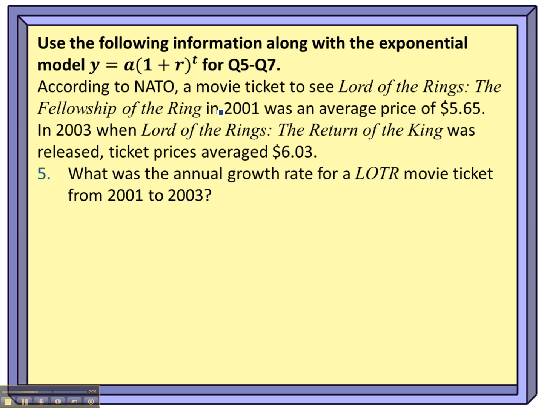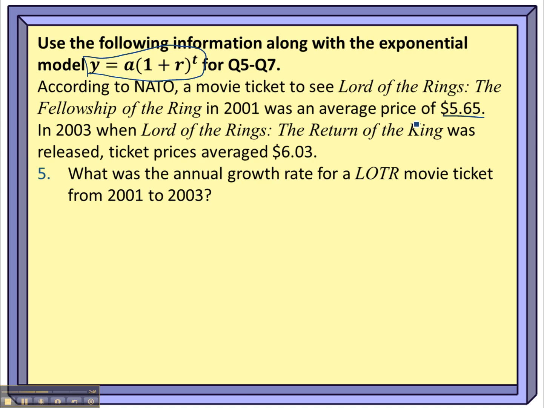Okay, on the next few questions, we're going to use this exponential growth model, and we're going to write ourselves an equation based on the Lord of the Rings, Fellowship of the Ring ticket price in 2001. Average price for a ticket was $5.65. In 2003, that's 2 years later, average price rose to $6.03. That's when the last movie, Return of the King, came out. So we want to know what is the annual growth rate for one of these Lord of the Rings movie tickets from 2001 to 2003.